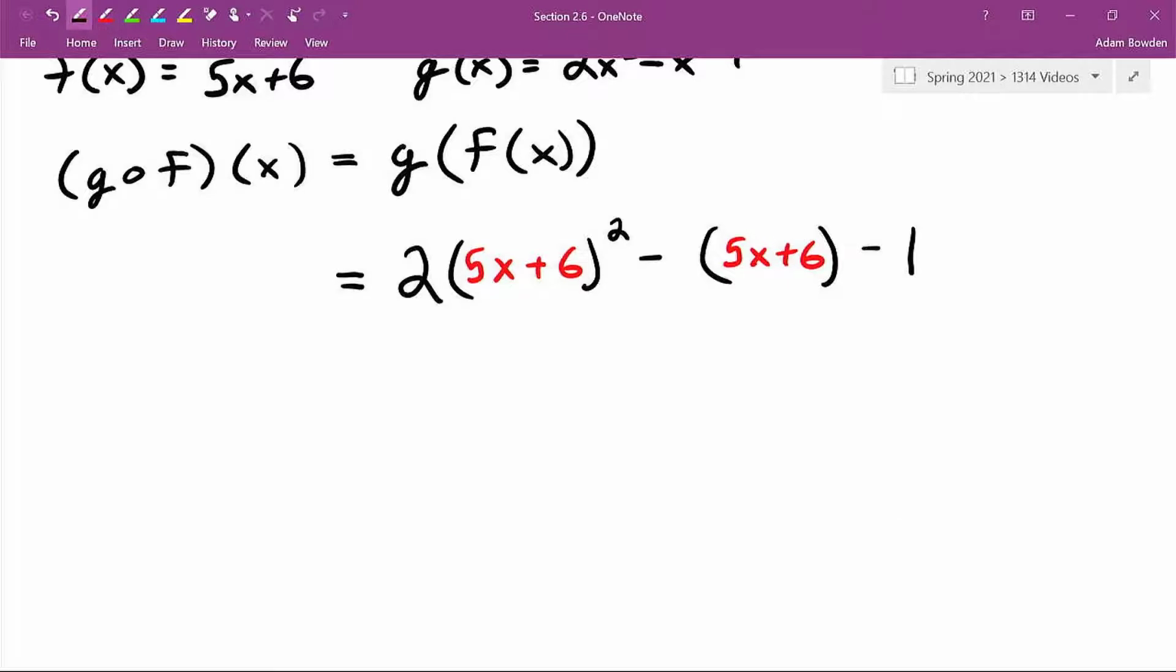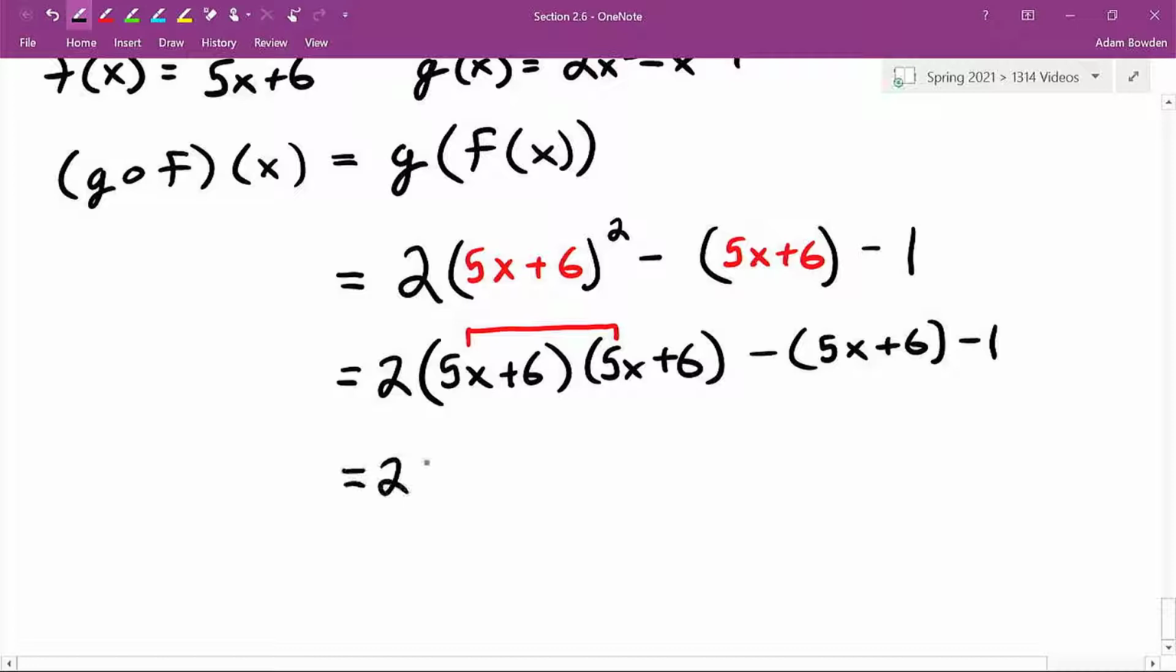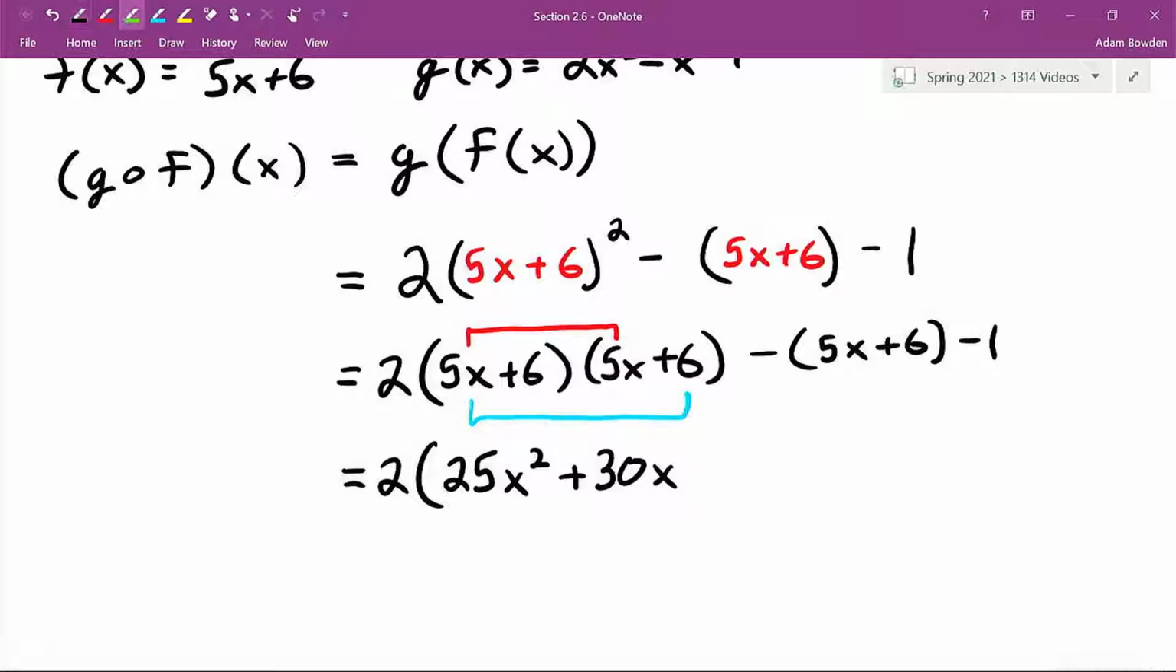Okay, and so in order to do this, let's consider that 5x plus 6 squared is 5x plus 6 times 5x plus 6. So we have to actually FOIL that all together. So keep in mind then that that means we have to do 5x times 5x for the first. That would be 25x squared. We have to do the outer, which is 5x times 6, or 30x. We have to do the inner, which is another 6 times 5x, or 30x. And then we have to do the last, 6 times 6, which is 36.